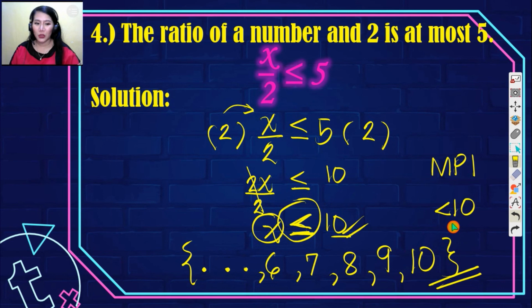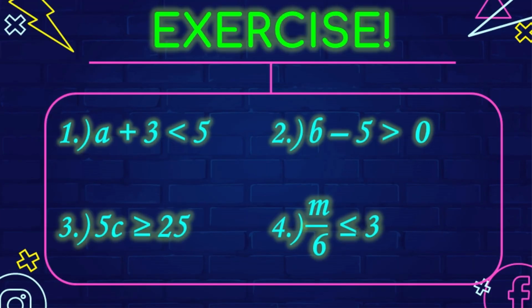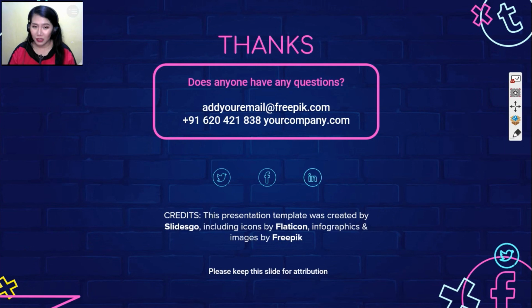Okay? So, let's see. For more examples, you may try to answer the following. So, I think that this will be all for part 1, and then you may continue to watch part 2 of solving linear inequality for 2 to 3 steps inequality.